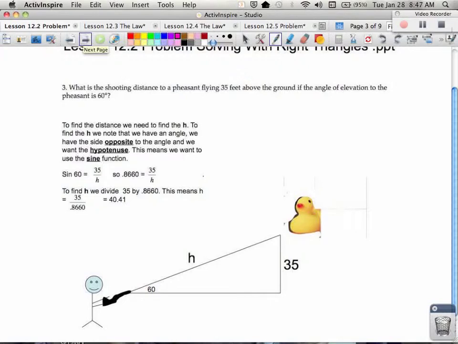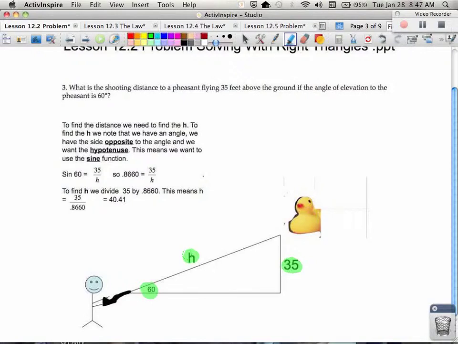In our next example, we see a hunter here trying to shoot a duck, and we want to know what's the shooting distance to a pheasant flying 35 feet above the ground if the angle of elevation is 60 degrees. So again, I look at my pieces. I notice that I have an angle of 60 degrees. I notice that the side opposite is 35, and I know that the hypotenuse is what we're looking for. So opposite and hypotenuse being involved with reference to an angle means that I'm dealing with the sine.